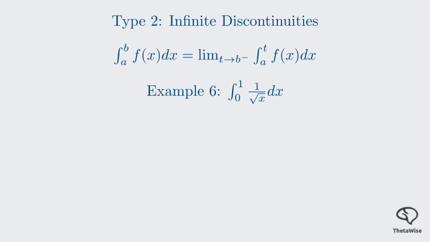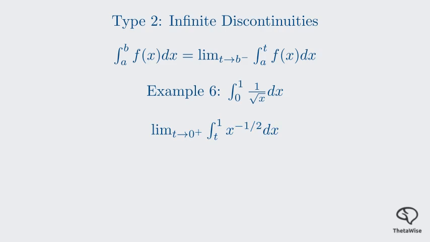Notice that at x equals 0, the function 1 over the square root of x is undefined. It has a vertical asymptote there. So this is a type 2 improper integral. We set up the limit, approaching 0 from the right. This is the limit as t approaches 0 from the right of the integral from t to 1 of x to the negative 1/2 dx.